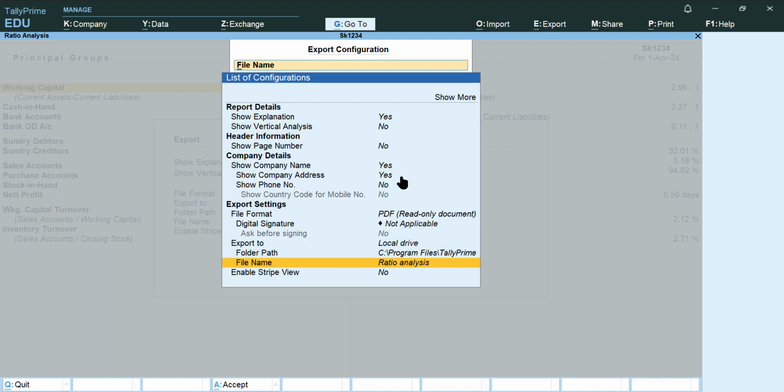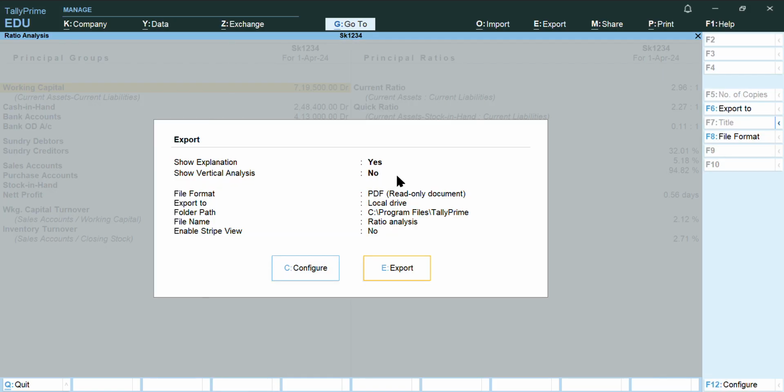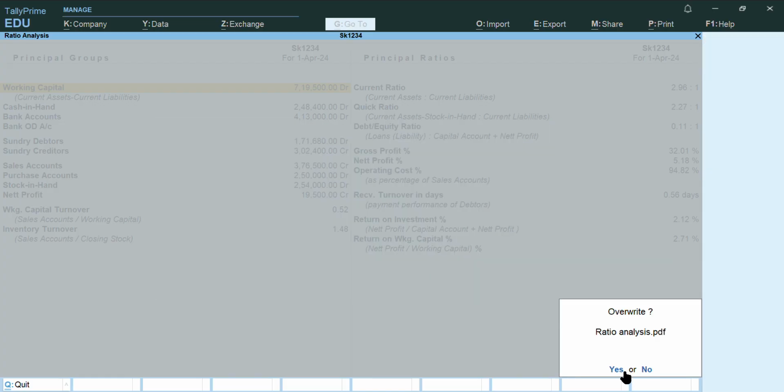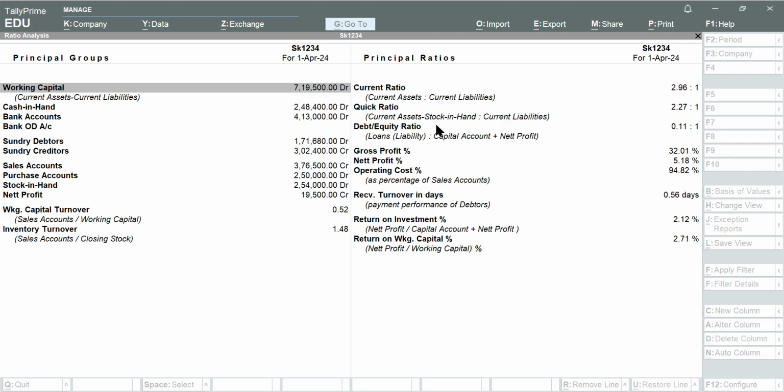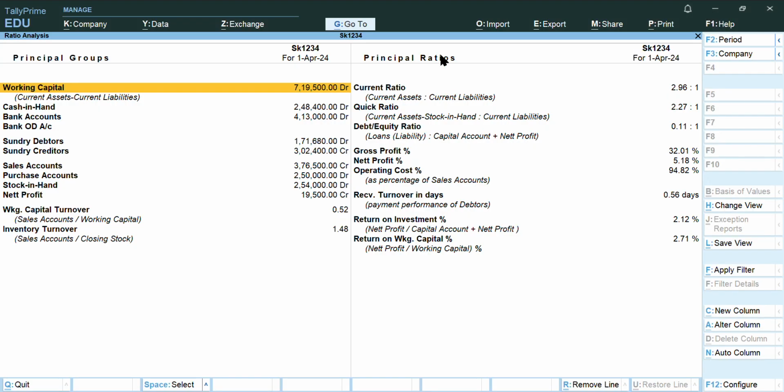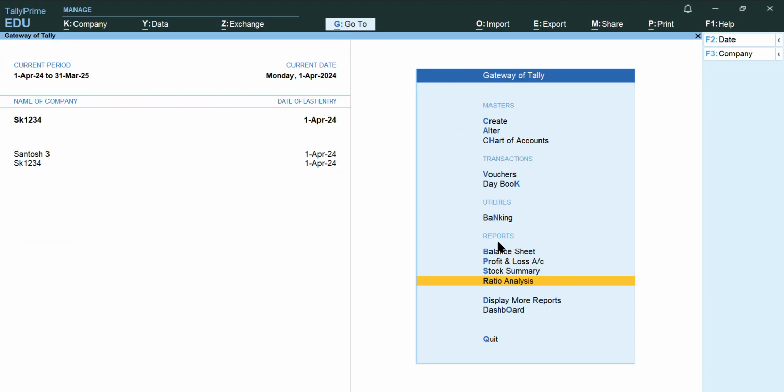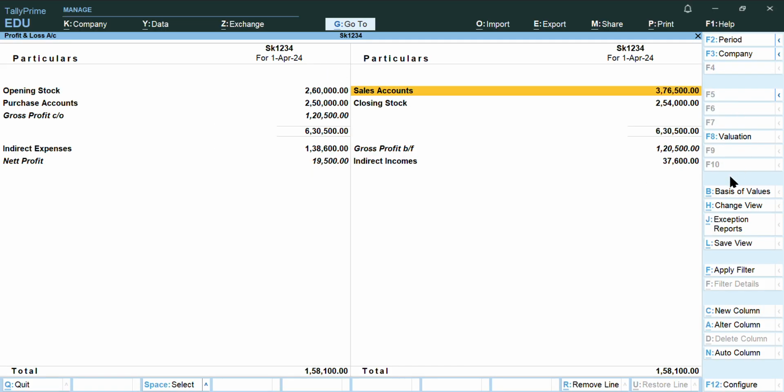Now press escape and go back. Now you have configured. You see the file name is coming as ratio analysis export. So this way you can export any file that you need. All right. Now press escape, come to the main screen, Gateway of Tally. Suppose you want the P&L. Now this is your P&L.